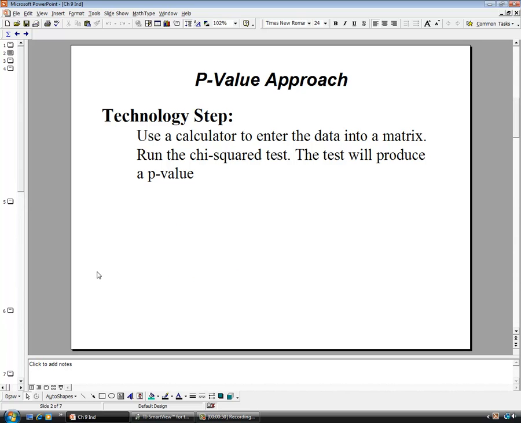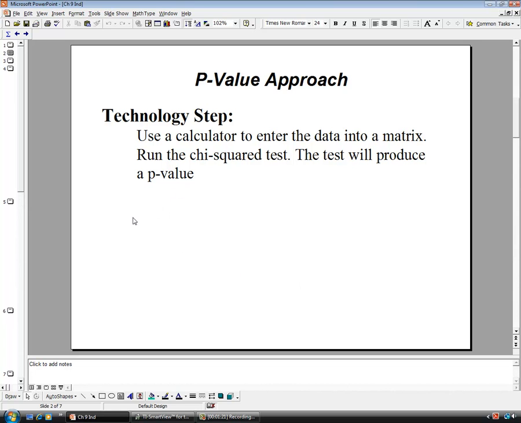Now, the technology step is our only real step here. It's only going to be done on the calculator. Both TI-83s and TI-84s have a matrix function and the actual chi-squared test in the stat tests area. And this test will give you a p-value. I'm not going to go over the traditional method. It works just like the goodness of fit test. We've got a chi-squared distribution, a chi-squared alpha, and whatever our test statistic is, and it'll be right-tailed.